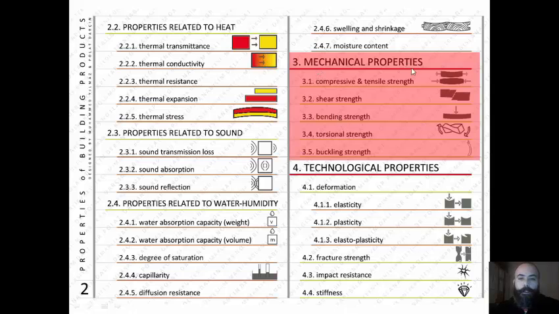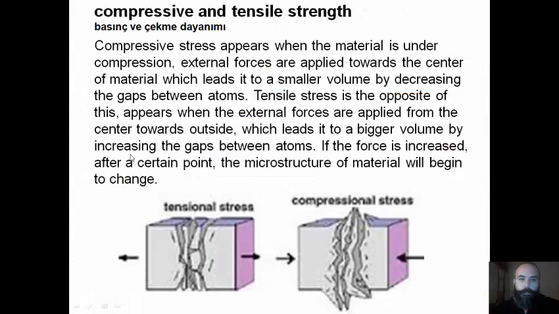Let's look at the mechanical properties of materials. We can start with compressive and tensile strength. Compressive stress appears when the material is under compression. External forces are applied towards the center of the material, which leads it to a smaller volume by decreasing the gaps between atoms. Tensile stress is the opposite of this.